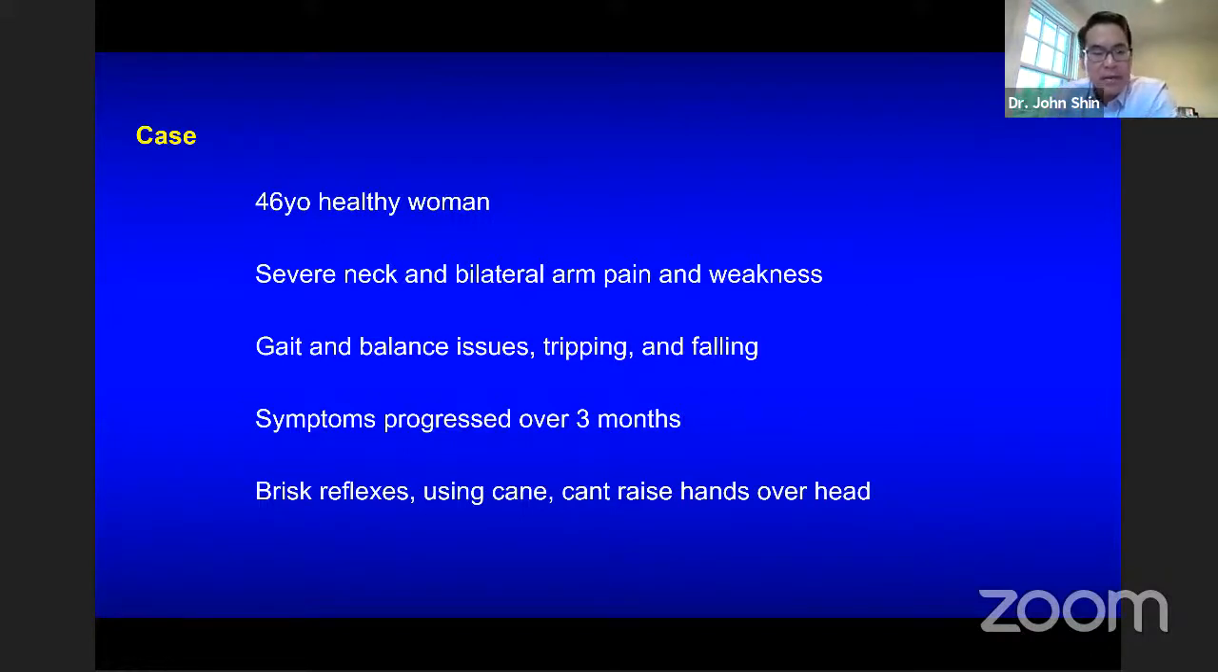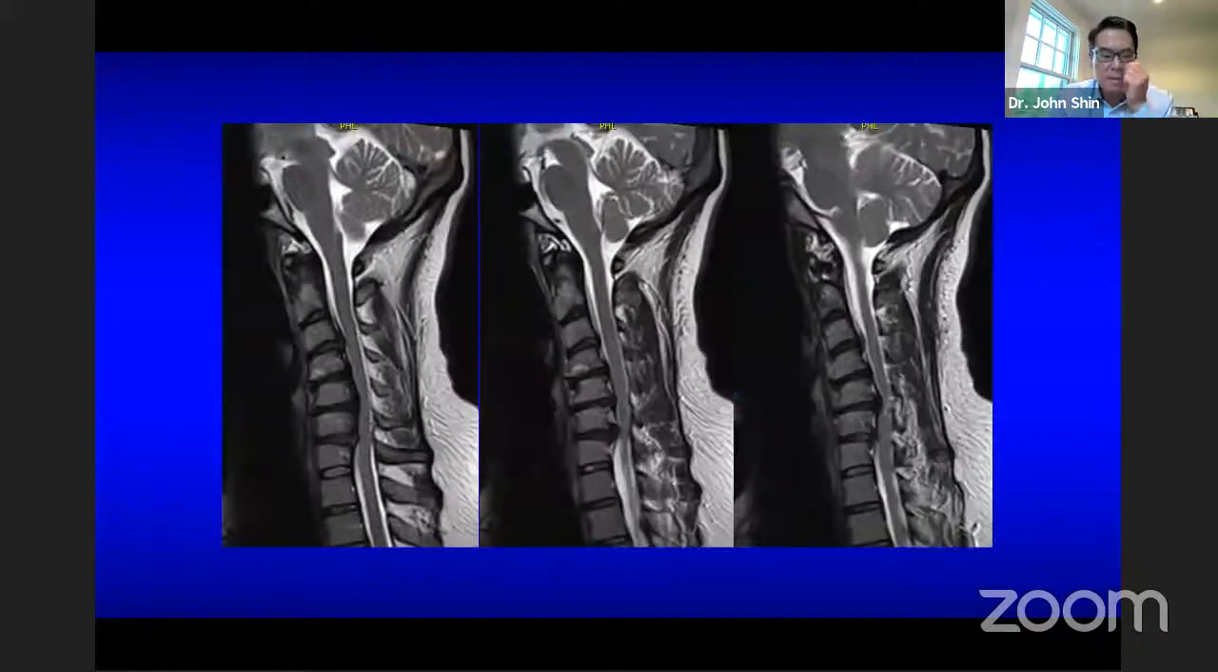So here's a 46-year-old who presents with severe neck and bilateral arm pain and weakness. They're having gait and balance issues, tripping and falling, with symptoms progressing over 3 months, brisk reflexes on exam, grossly moving everything, but a 46-year-old healthy mother using a cane, can't raise her hands over her head. And this clearly is a patient who is being debilitated by these symptoms, classic symptoms for myelopathy, and this is her MRI.